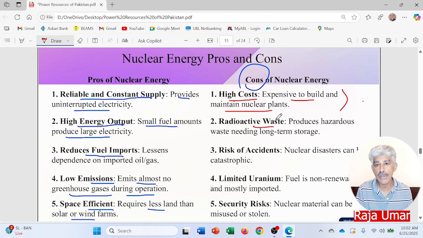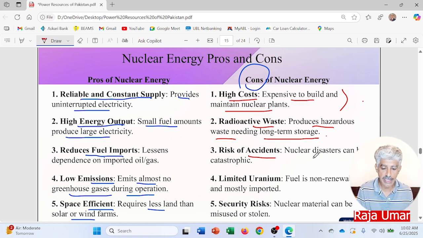Radioactive waste: as you know, uranium or plutonium is used as nuclear fuel over here. Whatever waste comes out after producing that electricity still has certain radioactive radiations. They are dangerous for human beings. So the disposal of that waste is a big issue. It produces hazardous waste needing long-term storage. So how the waste of the nuclear fuel, whether uranium or plutonium, can be disposed of, that is the issue.